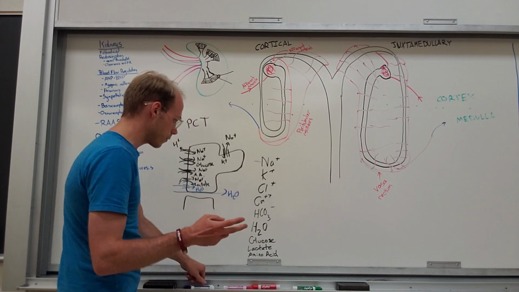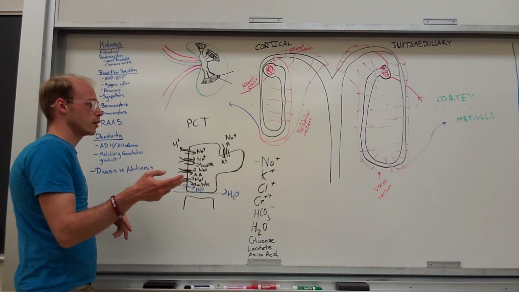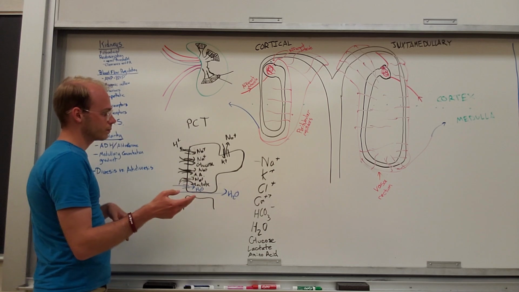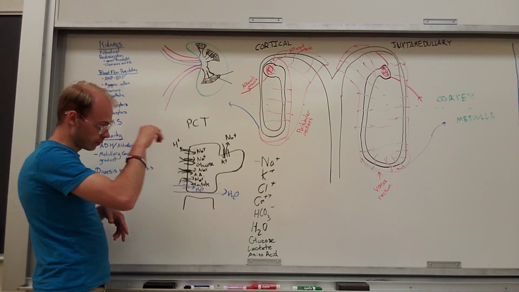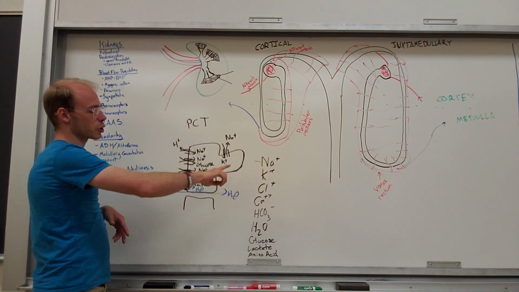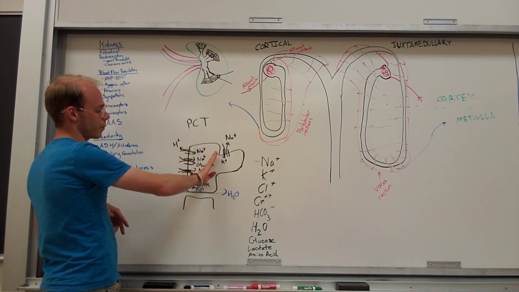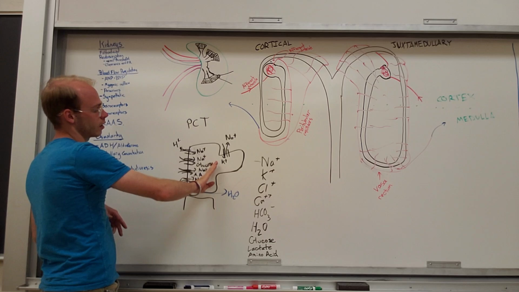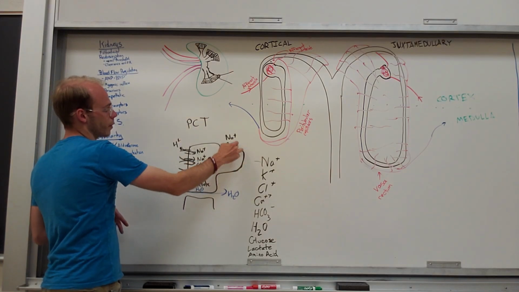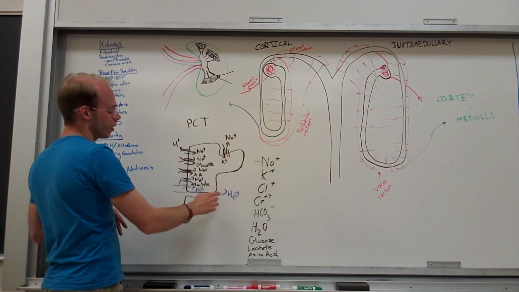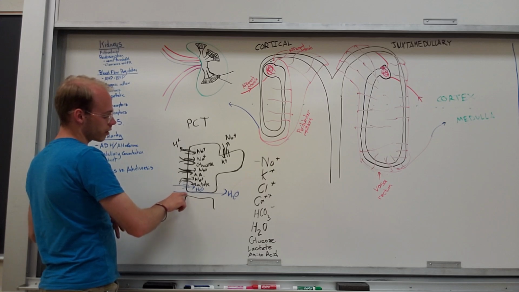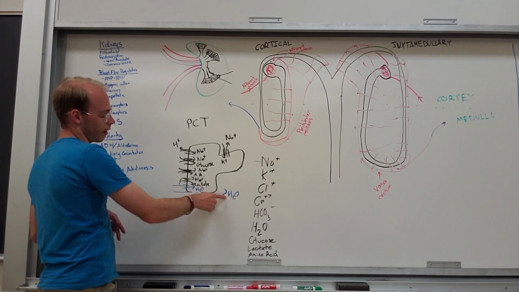Interestingly enough, there are two different ways that stuff gets reabsorbed within the kidneys. It can go through what's called a transcellular pathway, which is where it goes into your apical cell and then is pumped out into the interstitial fluid and then into the blood, or it can go what's called paracellular and slip in between the cells.